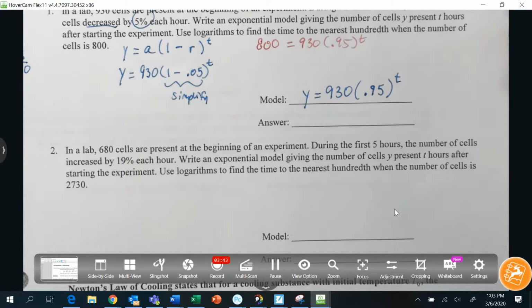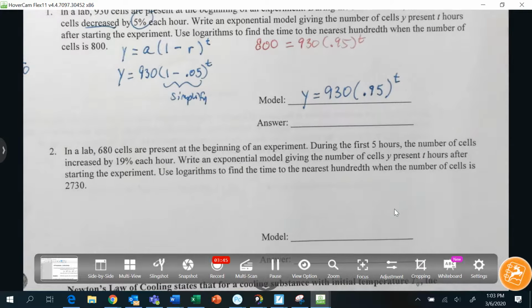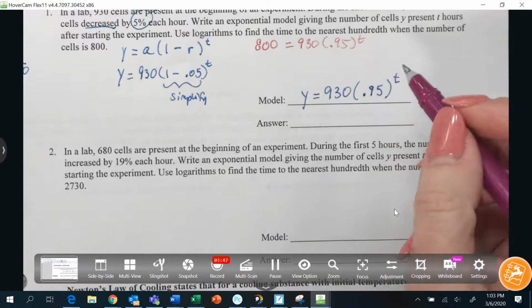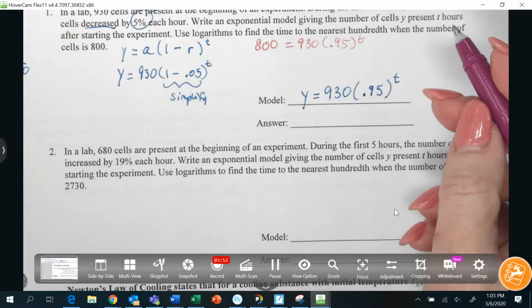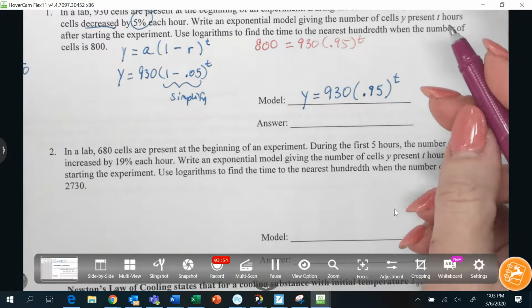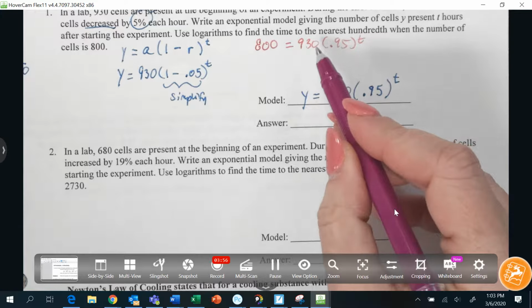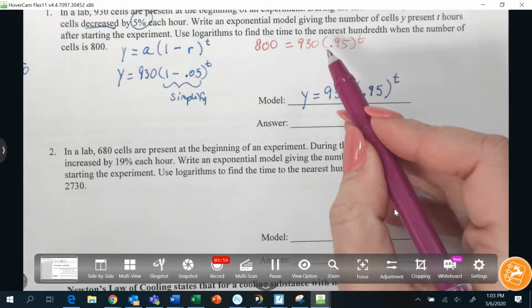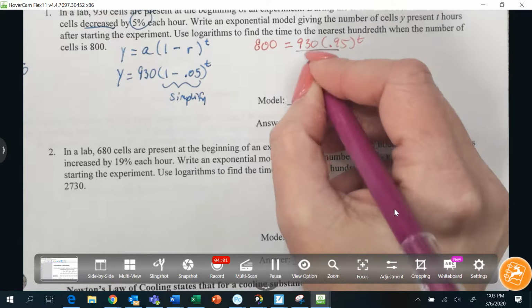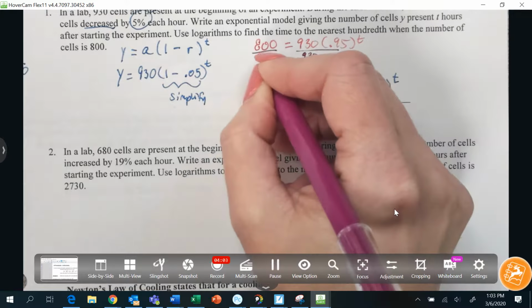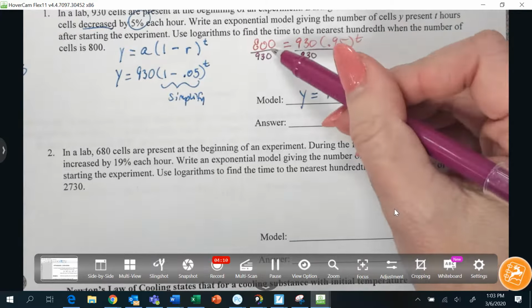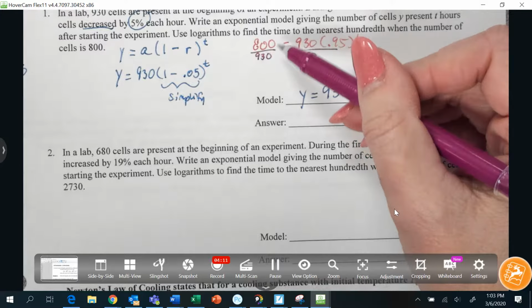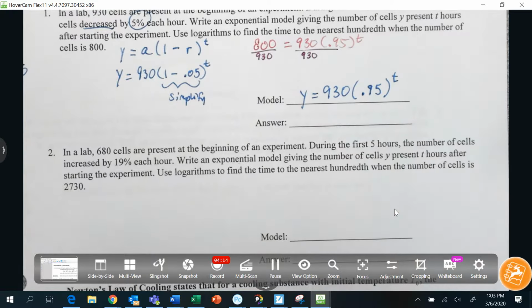What should we do first? Subtract what? Okay, so you're half right. I'm not going to subtract because this is being multiplied. So we're going to divide by 930. And you know what? Because I'm eventually going to type this in my calculator, there's no reason you even need to reduce this right now. Let's not waste our time. Just leave it as 800 over 930, okay?